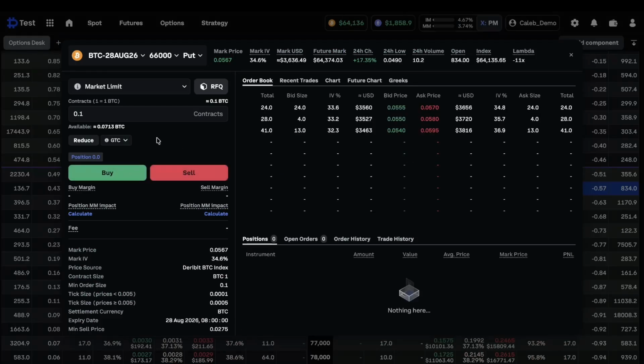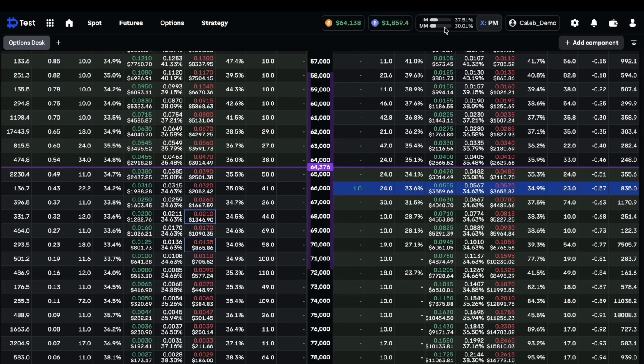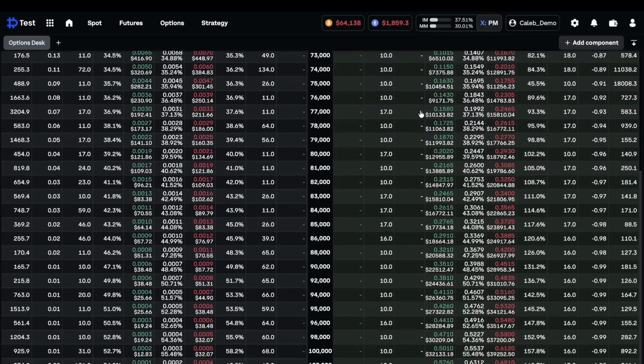So let me get closer here just for an example. I'm going to buy one contract here and then create order. There we go. Another thing to look at is the maintenance margin, guys. Very important. This cannot go to 100. If it goes to 100, your whole account will be liquidated.